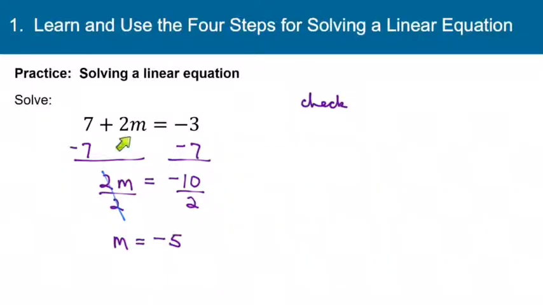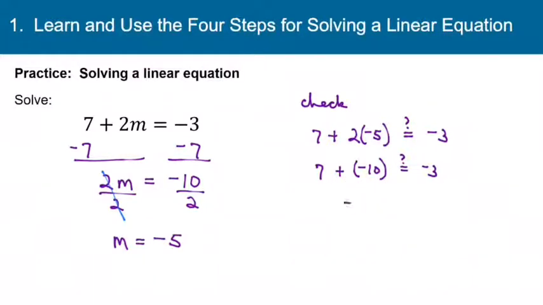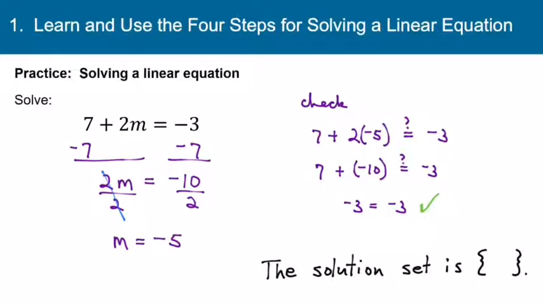So we'll put negative 5 in place of m. That will give us 7 plus 2 times negative 5 equals negative 3. Simplifying the left side, we know 2 times negative 5 is negative 10. And we know 7 plus negative 10 is negative 3. So we get a true statement here, and therefore we know that the solution set is negative 5.